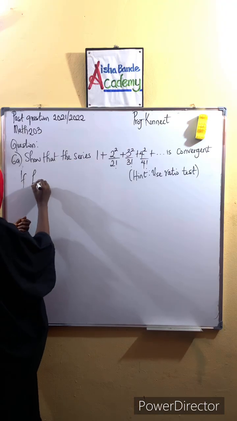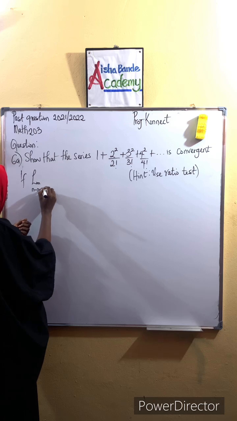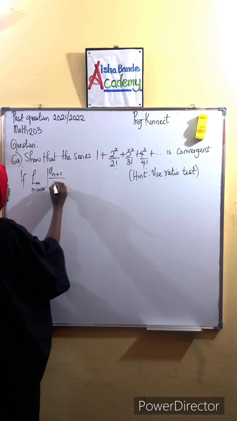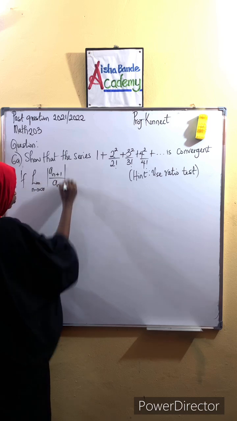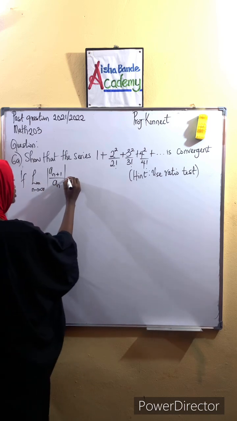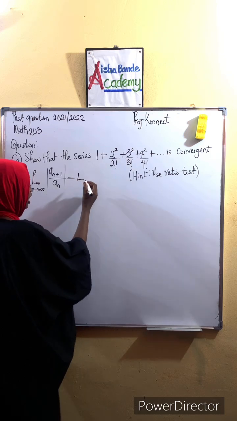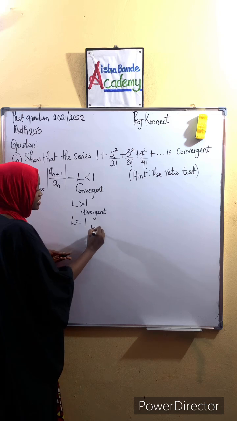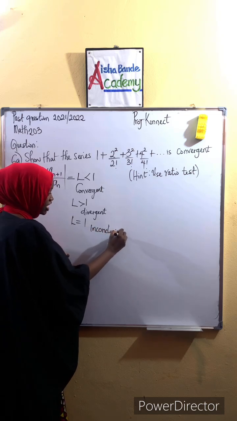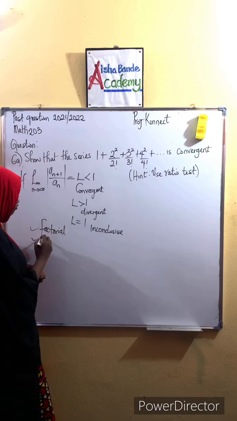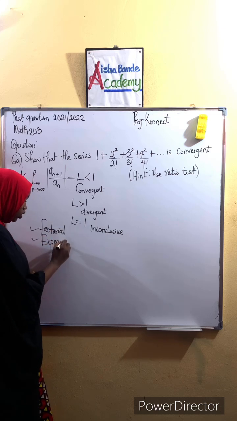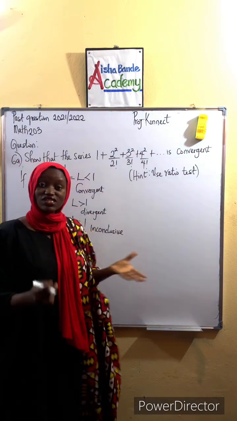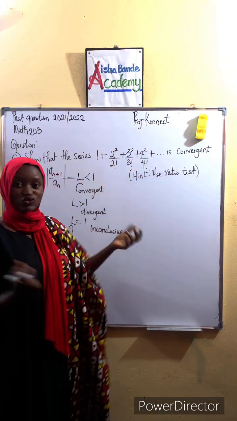If the limit as n tends to infinity of the absolute value of a subscript n plus 1 divided by a subscript n, so we take the absolute value of this, is equal to L, and if L is equal to 1, we say that the series is inconclusive. Okay? The ratio test works well for factorials, exponents, or n to the power of n. So any of these three. The question we have today is a series that comprises of factorial. So let's get started.